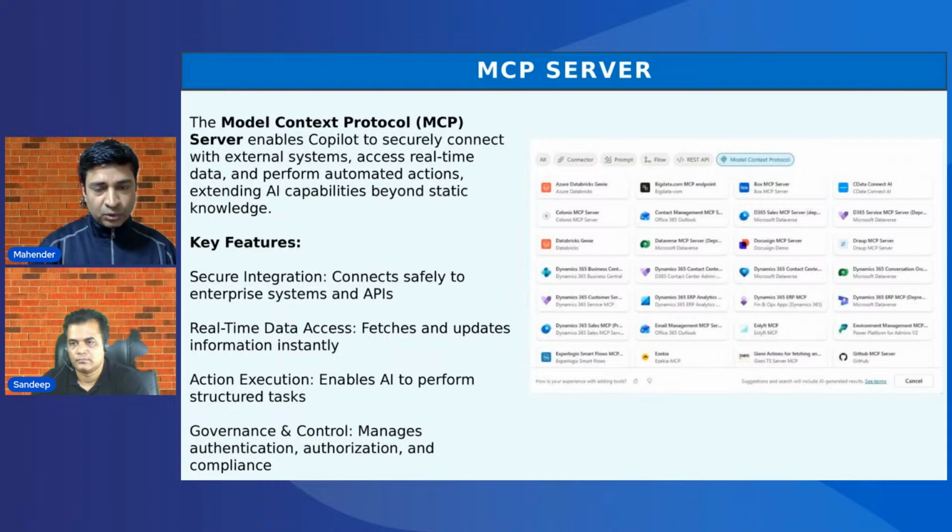It is a more secure and more structured way of getting the data, so we can easily get the data in real time from these different applications. Or if you want to connect to custom APIs, that also we can do using MCP servers. Some of these MCP servers are available in Copilot Studio, so you can access them there while you are building your agent, and that's what we are using for our demo, for our use case today.